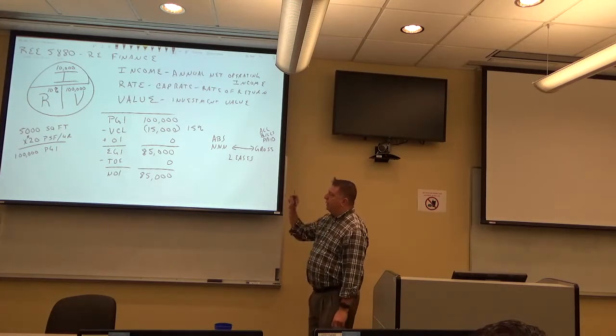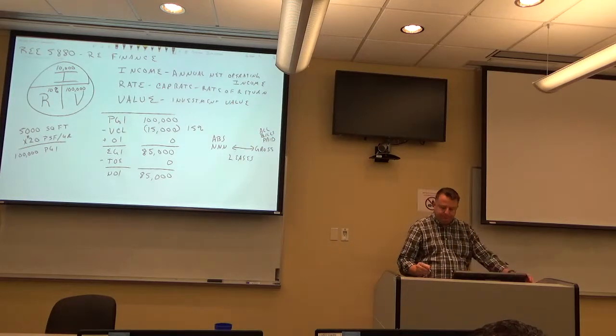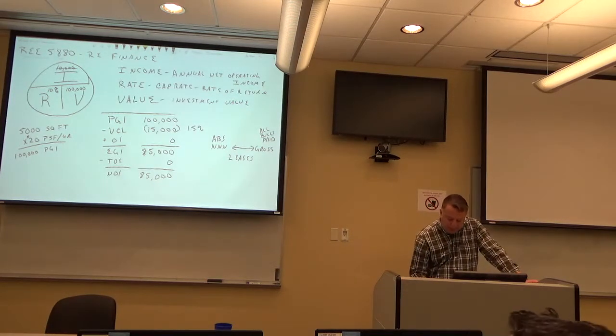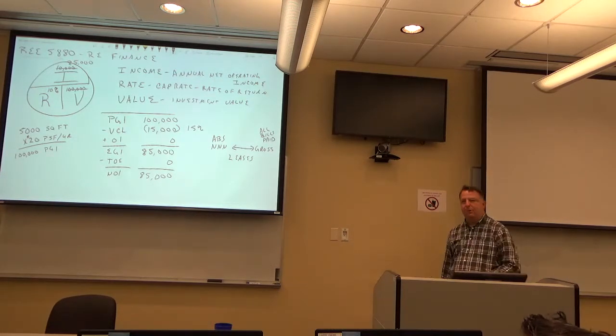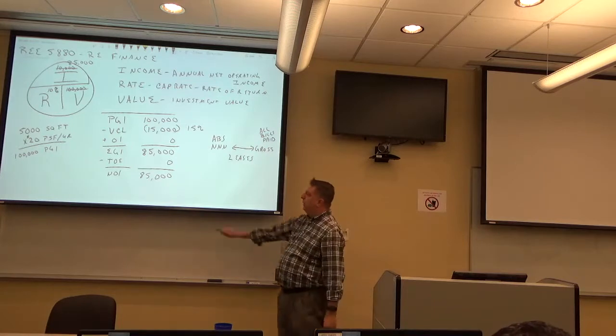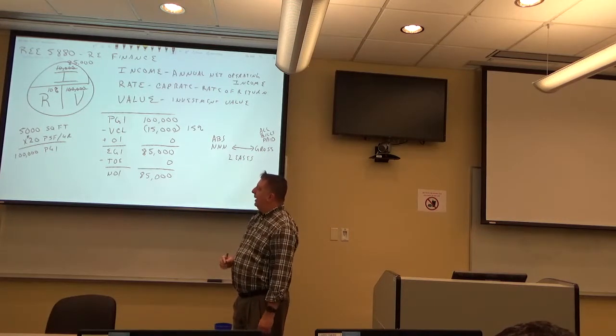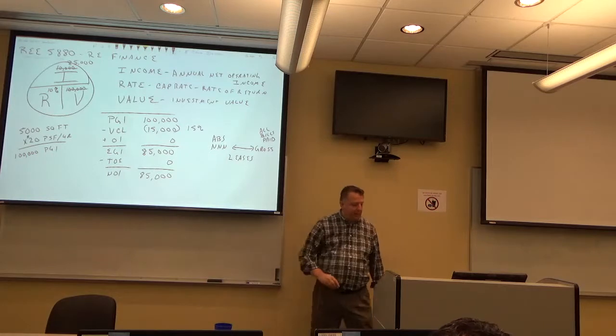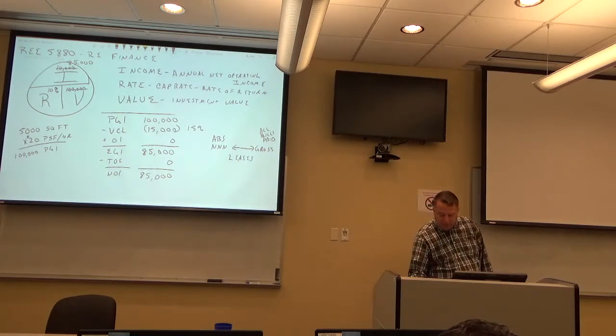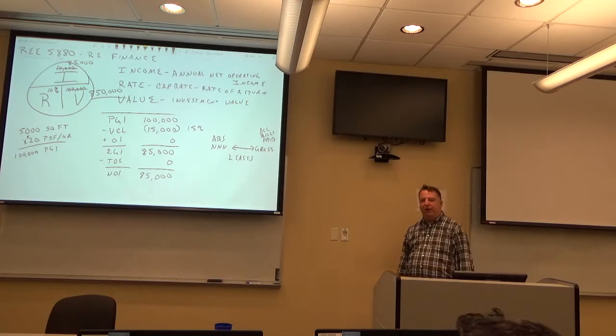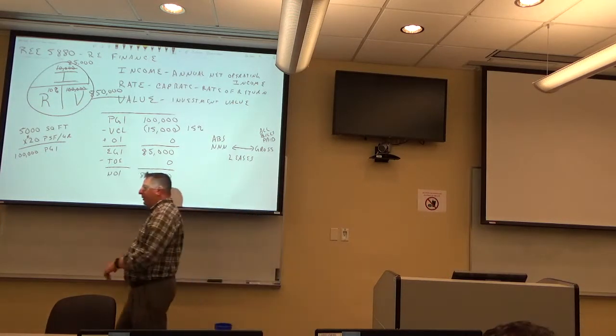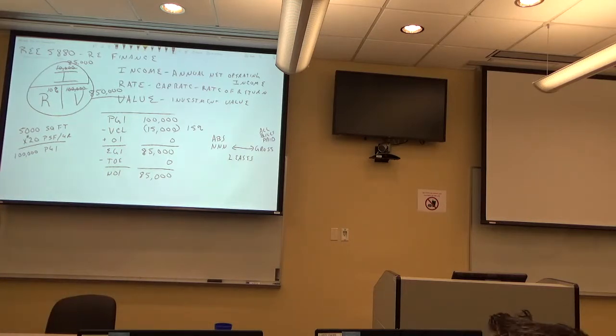All right? So now, if we go back up to our model and plug in 85,000 as our new income number, and we keep our cap rate at 10%, then our value for the property is going to be $850,000. Does everybody see that? On a very basic rudimentary level. Net operating income, that's NOI. NOI. Yeah.